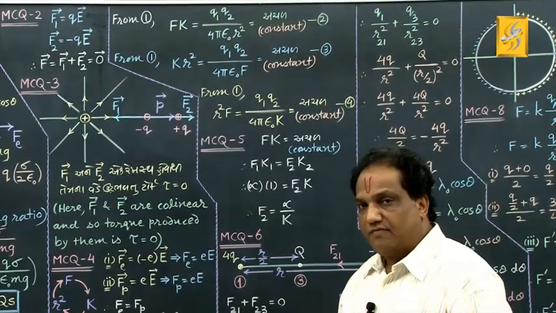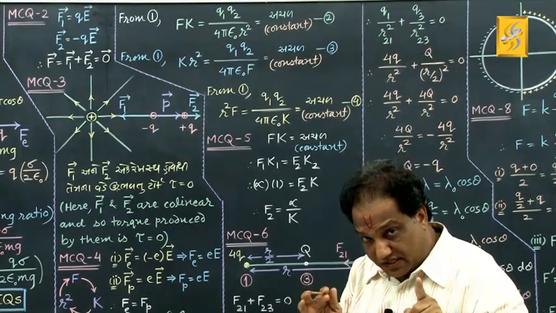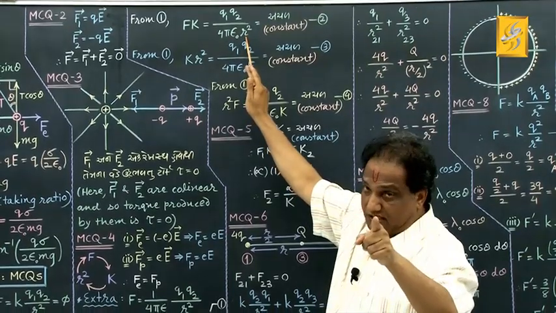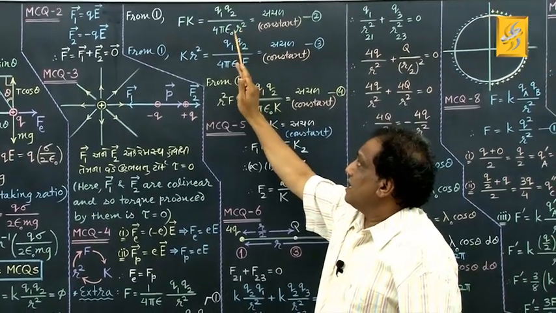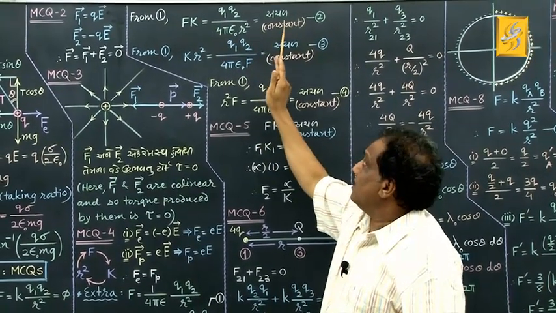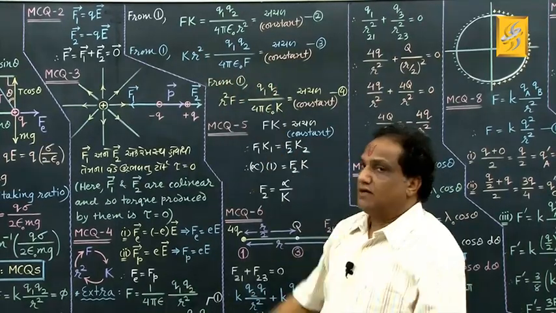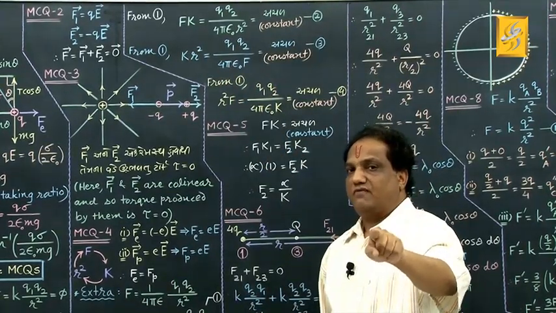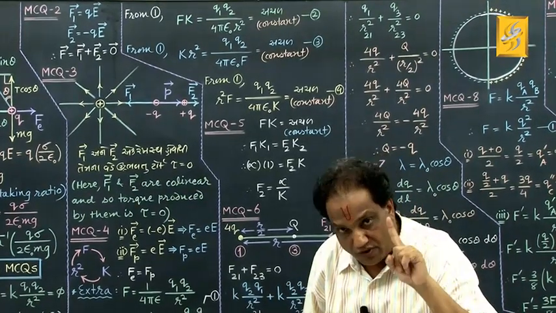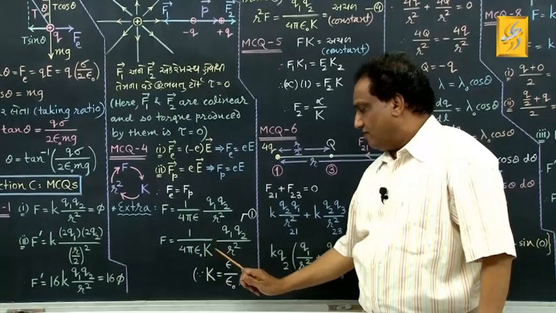And now tell me, when you are talking about two given charges separated by a given distance, then Q1, Q2, R, they are constants. And when these three are constants, epsilon 0 is as such constant only. So this whole right hand side will be constant. Correct? So when F into K is constant, mathematically you can write F1 K1 equals to F2 K2. Okay, fine.